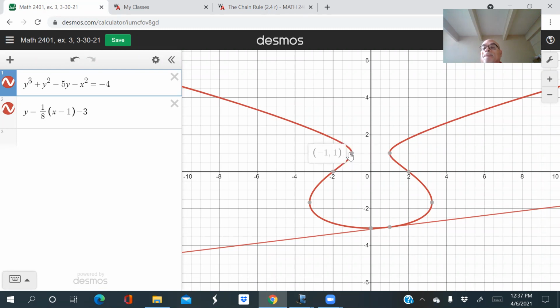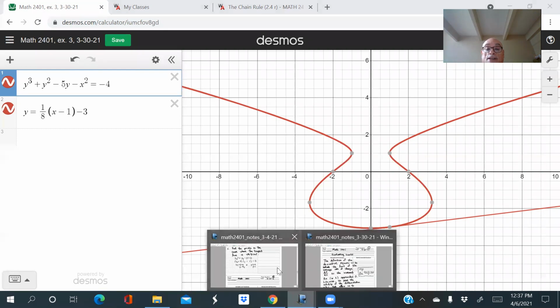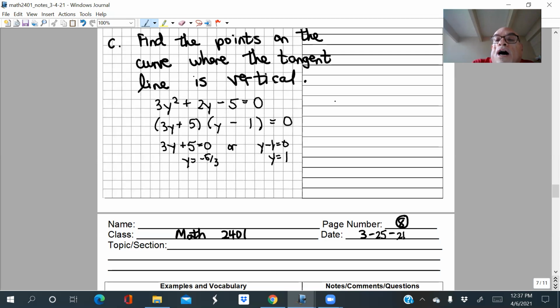Okay, so what we found on pencil and paper here is exactly correct, right? We know we have a vertical tangent line where the y is minus 5/3, and we have a vertical tangent line where the y is 1. So points like this will give us, on the curve, vertical tangent lines. Now, what about the x coordinates? How would I find those? Because I know the y coordinates have to be 1 and minus 5/3. How would I find the matching x coordinates here? So how would you fill in this?